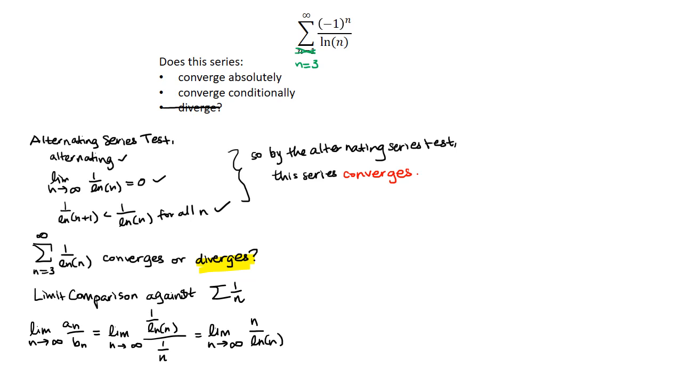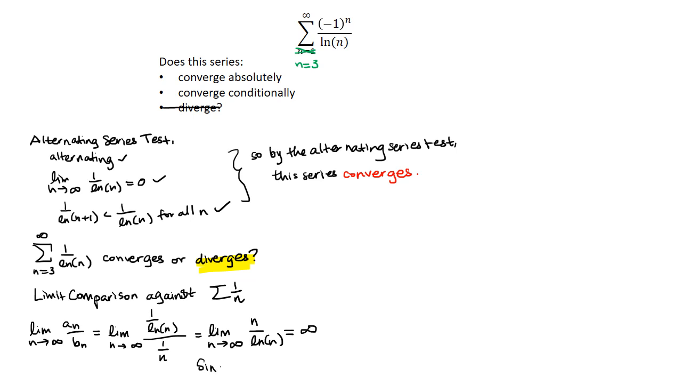We can either use L'Hopital's rule, or we know that polynomials grow much faster than logarithms. This limit is always going to be equal to infinity. You should also feel totally comfortable using L'Hopital's rule here. That's totally fine. Okay, so now we need to interpret this result.